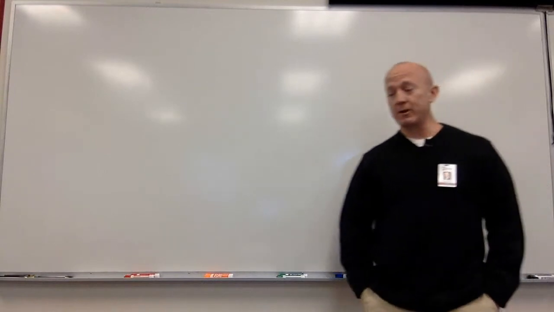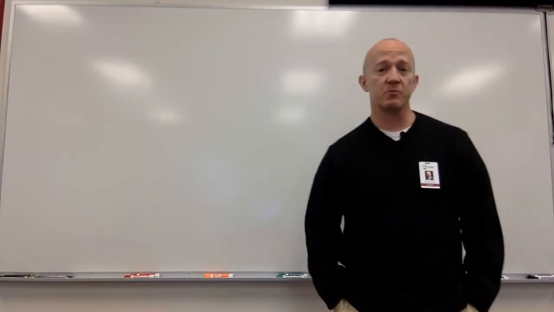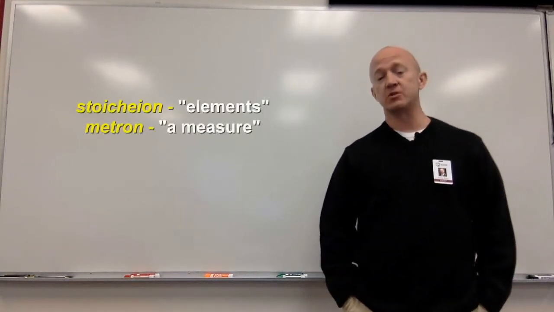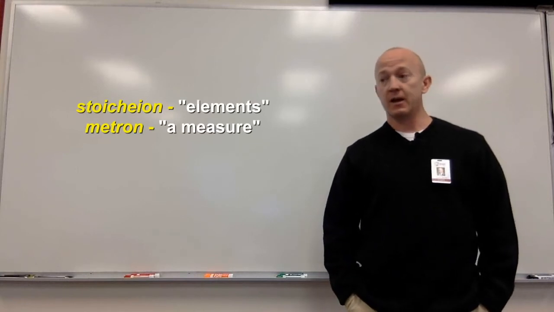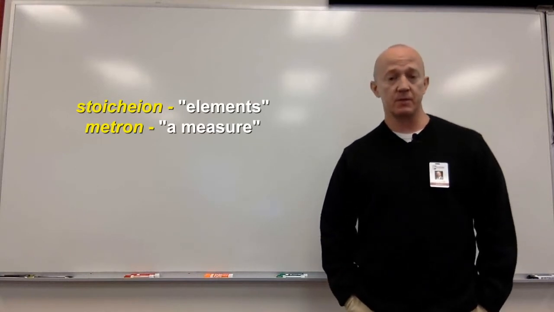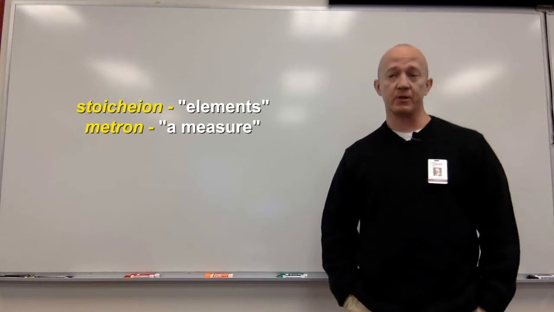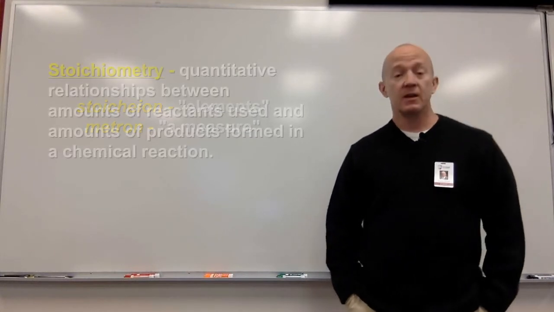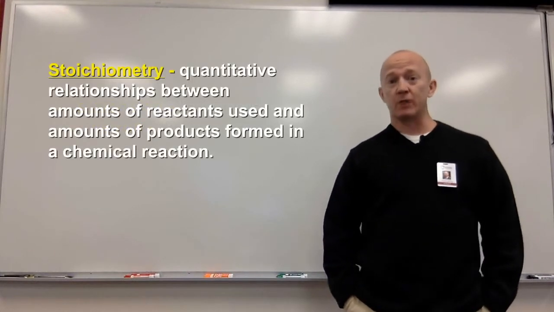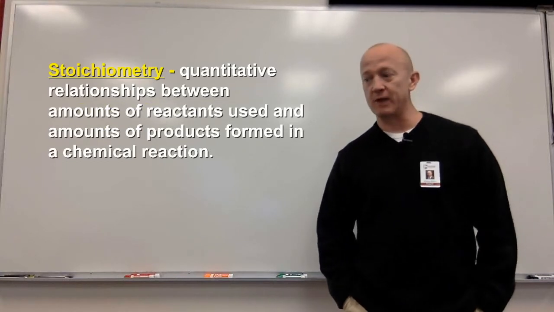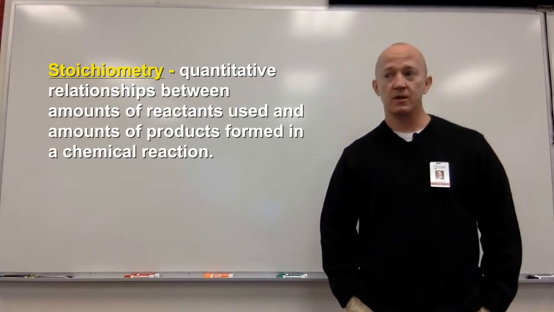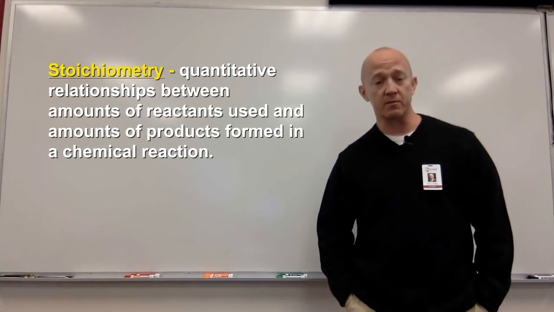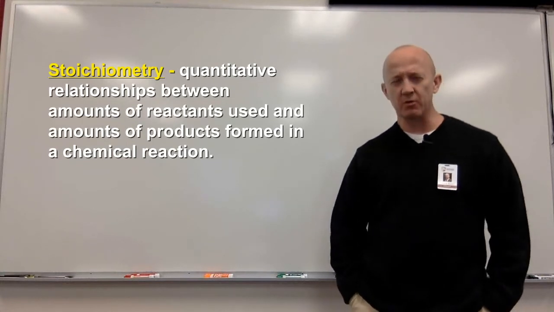If you're wondering how we got the word stoichiometry, it actually comes from two Greek words: stoichion, meaning elements, and metron, meaning to measure. So literally, stoichiometry is measuring elements. It's the study of the quantitative relationships between the amounts of reactants that are used in a reaction and the amounts of products that are formed. Quantitative, having to do with quantity, right?